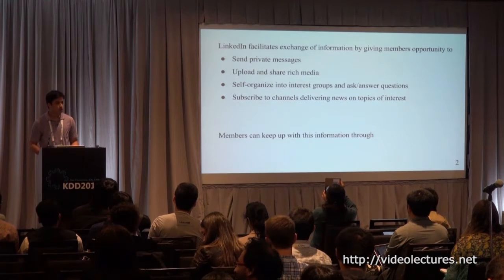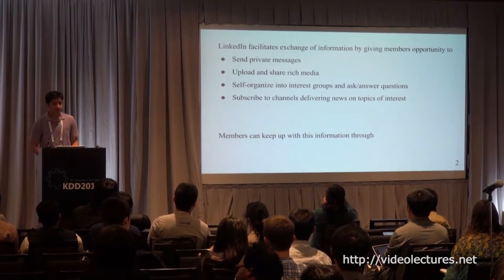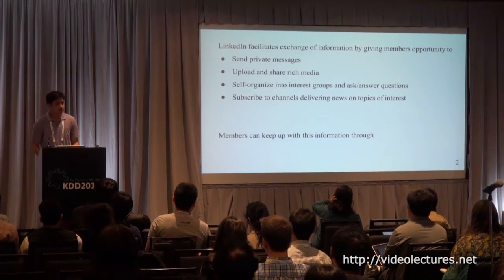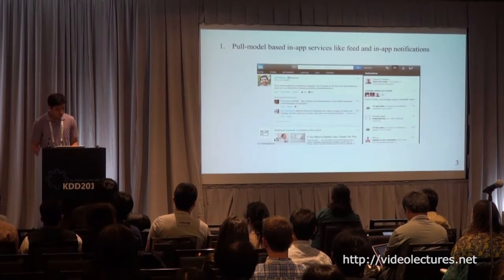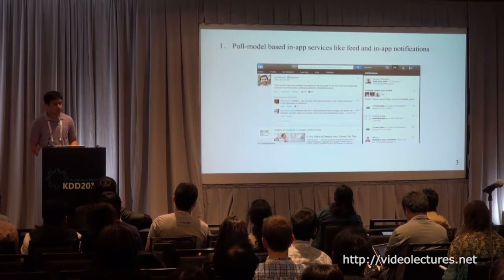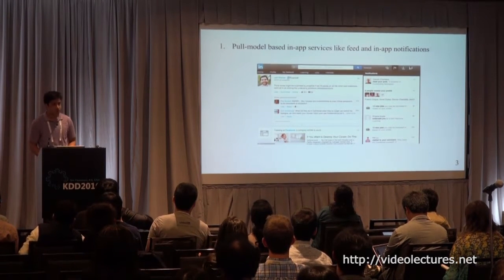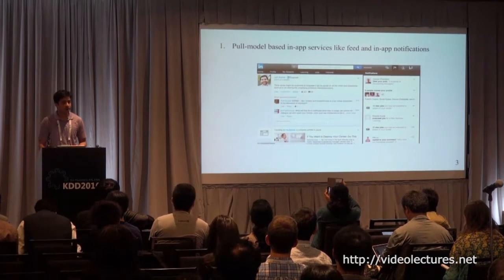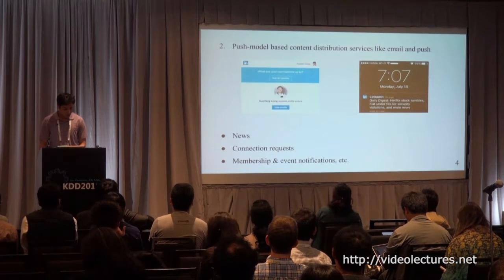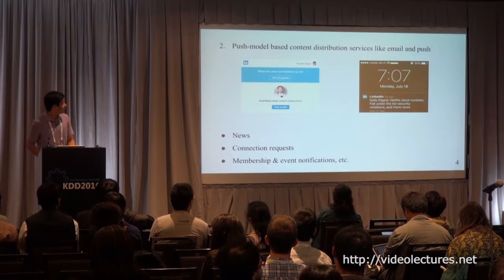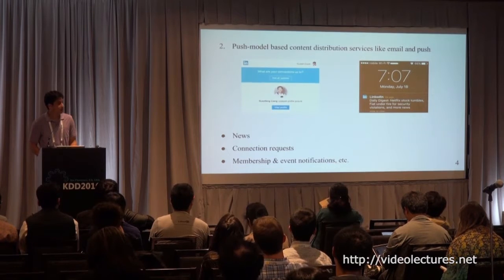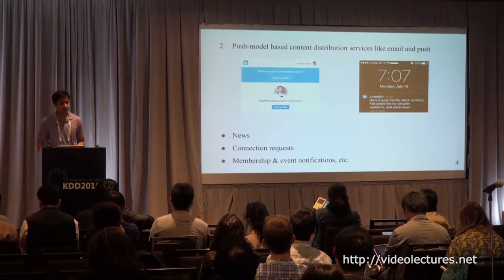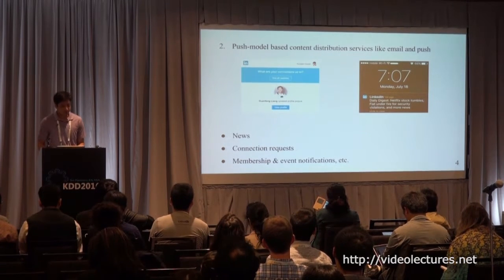Since there is a huge flow of information, we provide several services for our members to keep up with this information. These services are categorized typically into two kinds. The first one is pull model based in-app services like the feed or in-app notifications. The user is required to be actively logged into the mobile or web application to access this information. And the other one is push model based content distribution services like email and push notifications, where the user is not required to be actively logged into the mobile or web application.